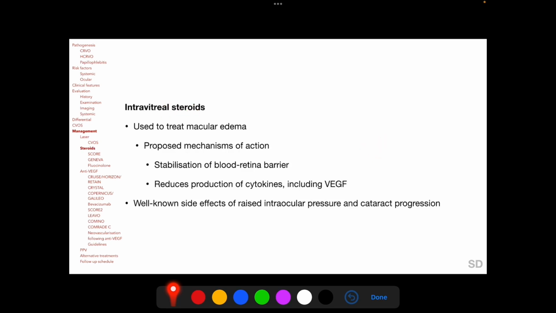Intravitreal steroids are used to treat macular edema induced by CRVO, and the proposed mechanisms of action include stabilization of the blood-retina barrier and reduced production of cytokines including VEGF.